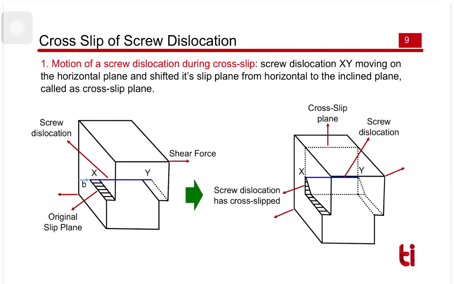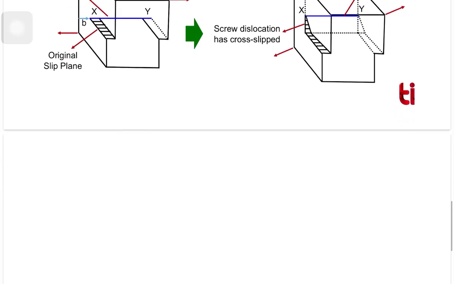Now cross slip. Here the representation of cross slip says: screw dislocation XY moves on the horizontal plane and shifts its slip plane from the horizontal to an inclined plane, called cross slip. This means this dislocation also changes its slip plane, so this is also a kind of non-conservative motion. Now how do they change slip plane? Generally, slip occurs in the most densely packed plane and also in the most densely packed direction. They preferably go in those kinds of planes.